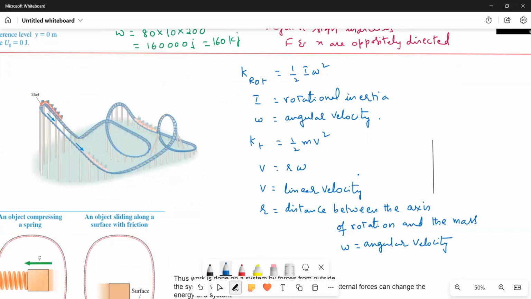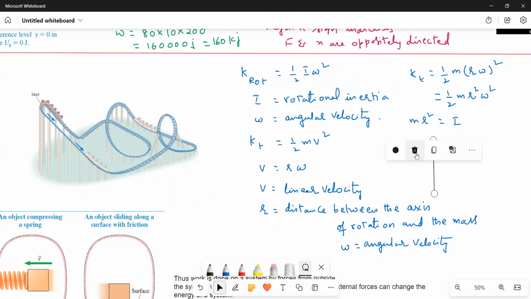Okay, now I will input these values here. K translational is equal to half m into R omega square. So that is equal to half m R square omega square. And m R square is what is called the moment of inertia, rotational inertia. So half into I omega square is equal to K rotational.